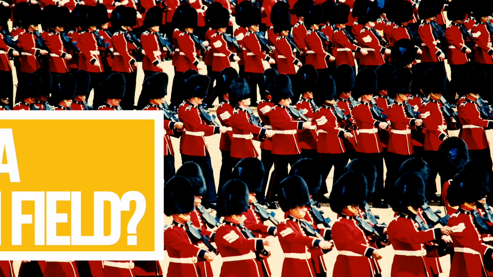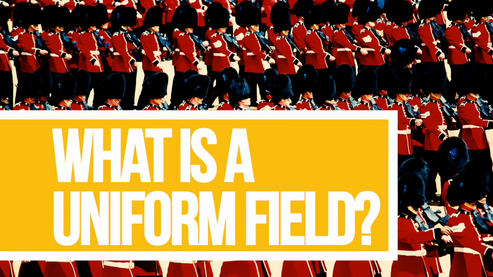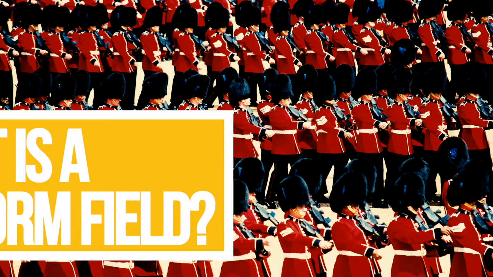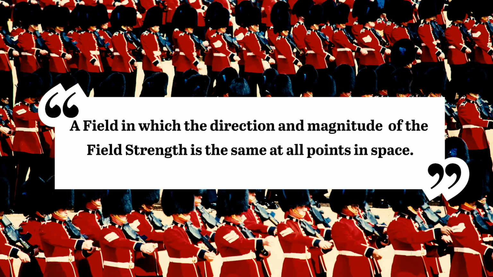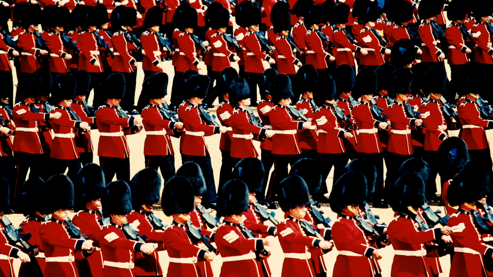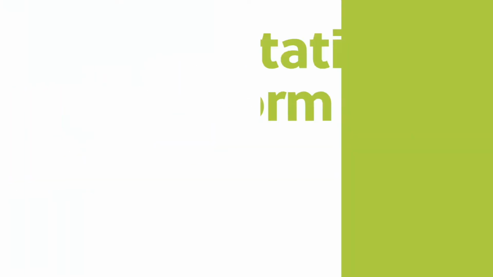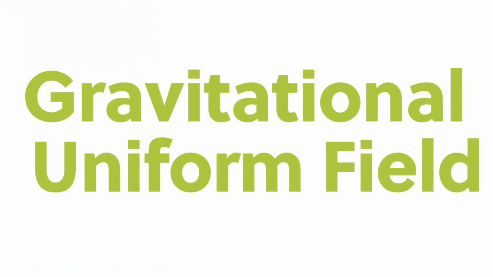Aren't they magnificent? But don't they just look all the same? Which leads us to our idea of what is a uniform field. Now, they're all wearing the same uniform, and a uniform field in fields is a field in which the direction and magnitude of the field strength is the same at every point in space. Okay, let's first of all have a look at gravitational uniform fields.